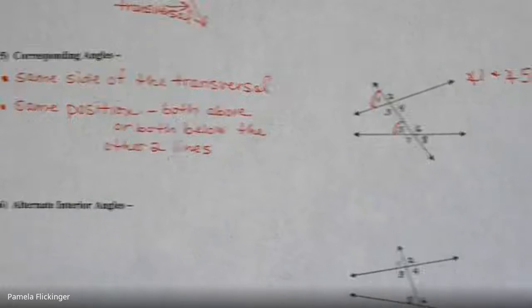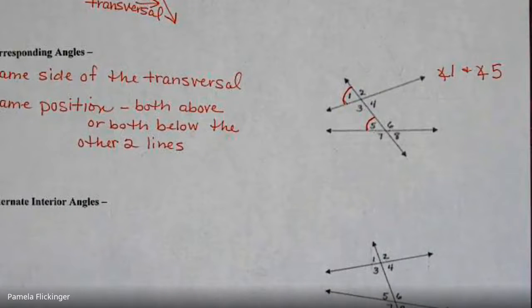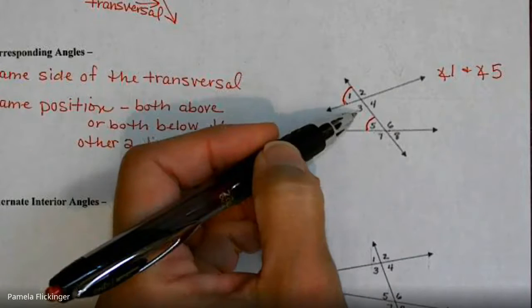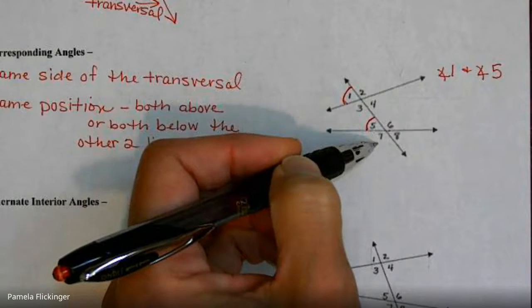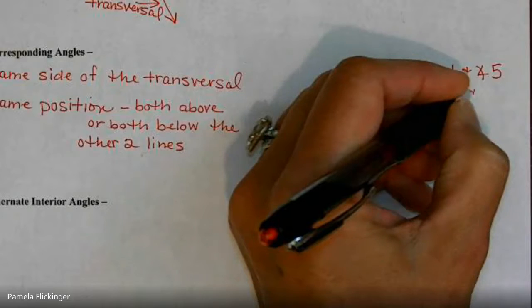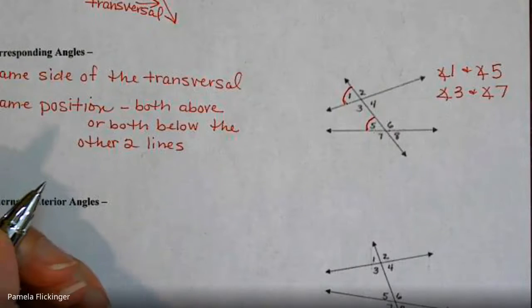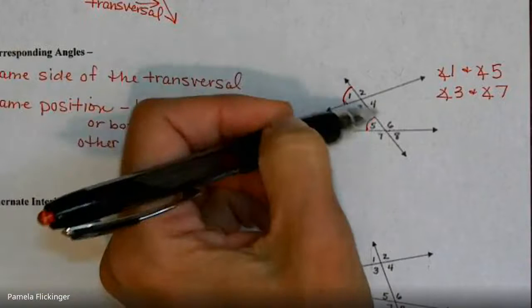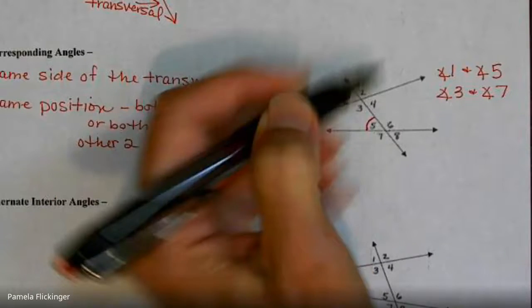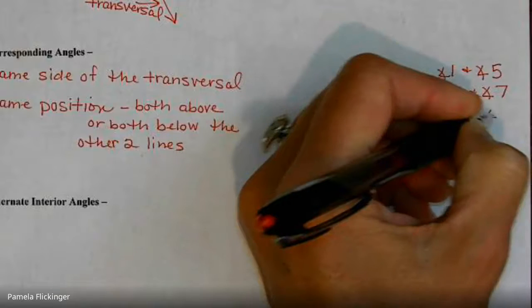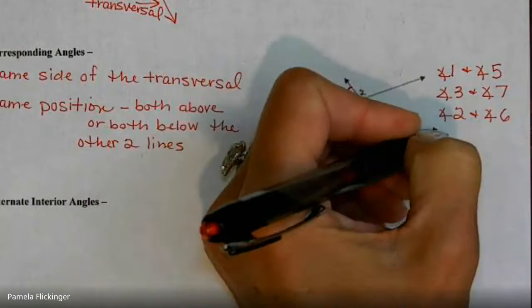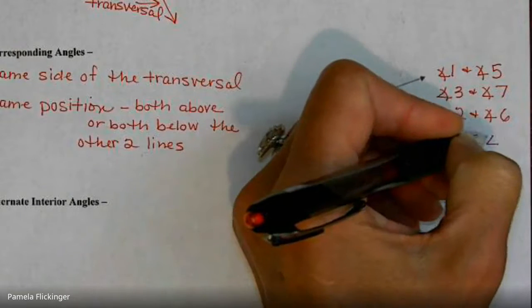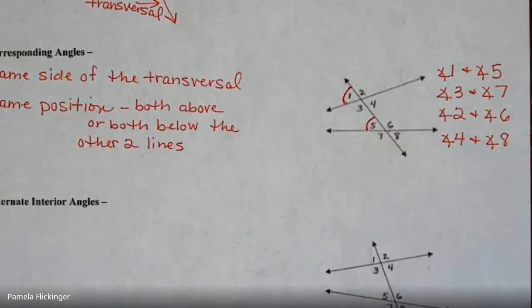That's 1 pair of corresponding angles, but there's lots. So 3 and 7, they're both left and below. So 3 and 7 are corresponding. On the other side, I've got 2 and 6. They're to the right and above. And then 4 and 8 are to the right and below. Those would be corresponding angles.